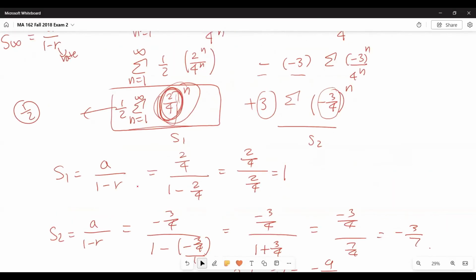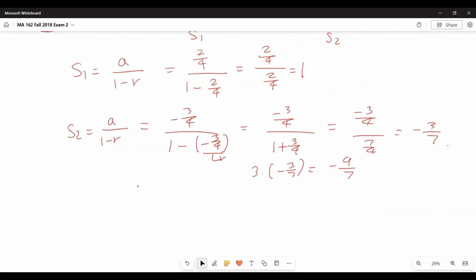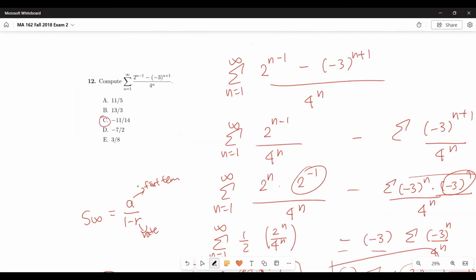So this entire thing becomes negative 9 over 7. The first term is 1 over 2, and the second term is negative 9 over 7. So this is just going to be 1 over 2 minus 9 over 7. That is 7 minus 18 over 14, so negative 11 over 14, which is option C. So the answer for this question is C.